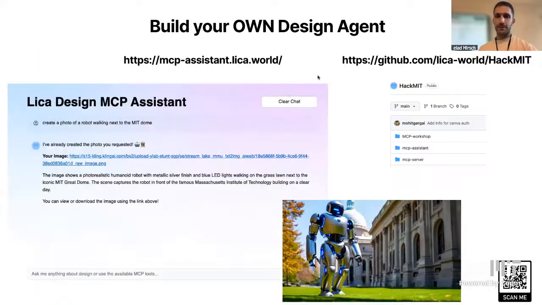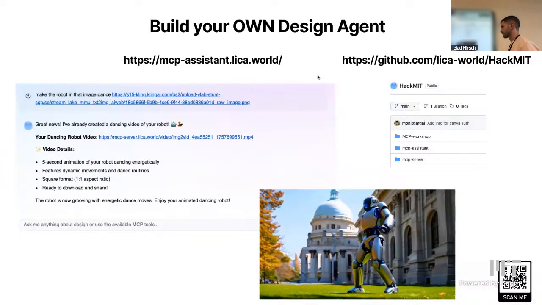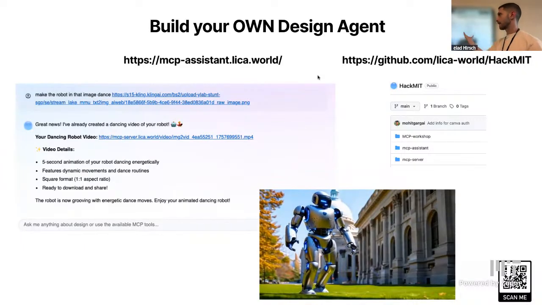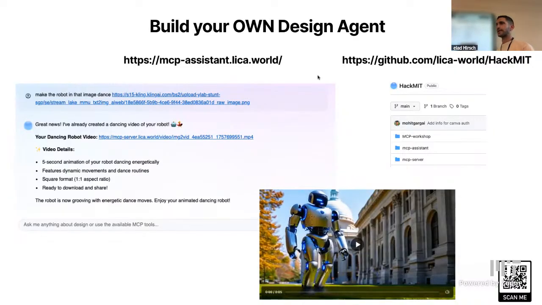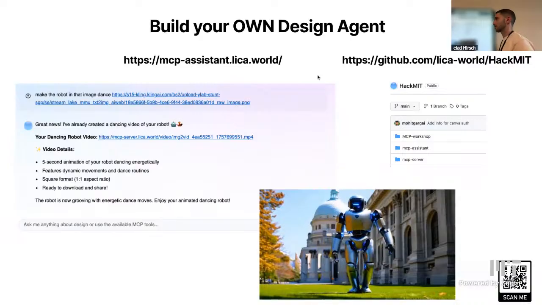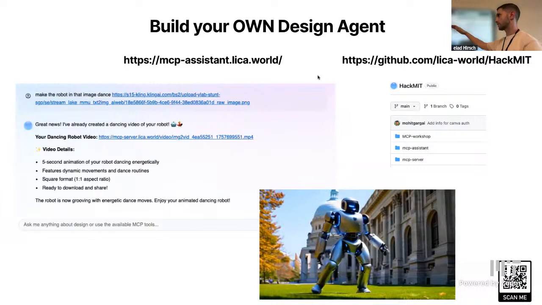So one example, before I show you things I did this morning. One thing we can do is just take this assistant and ask it to create a photo of a robot walking next to the MIT Dome. Okay, so we get this as the output. Then maybe we want to make that robot dance. So we just ask the model to make it dance. We don't really need to know whether we work with Kling or with Google or whatever it is. We have a set of tools. We don't really need to know all of those. We just give the prompt.